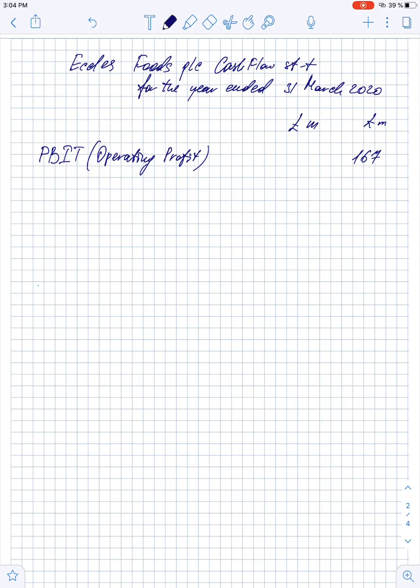Then we have to adjust, as I said before, for all non-cash items. So we have to add back depreciation expense.